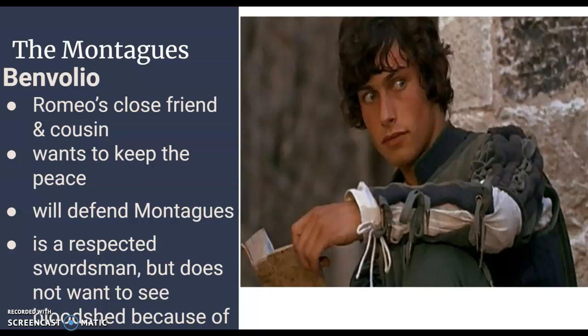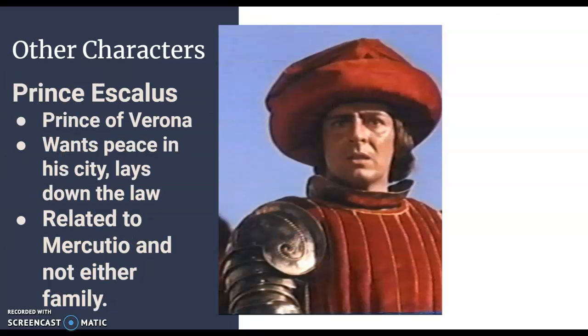We also have Benvolio. Benvolio is Romeo's close friend and cousin. Again, like I said earlier, whether they're blood related or just close friends is never really clear. Benvolio is all about keeping the peace, but he will defend the Montagues. He is a respected swordsman, but he does not want to see bloodshed because of the feud. He's tired of the fighting.